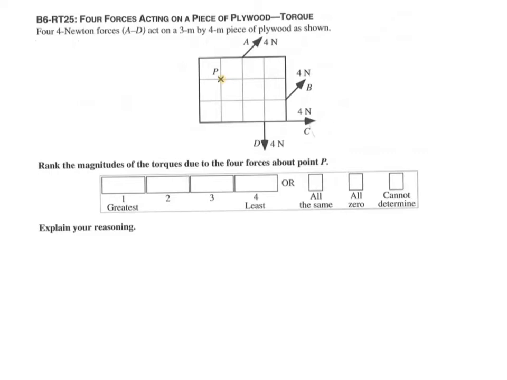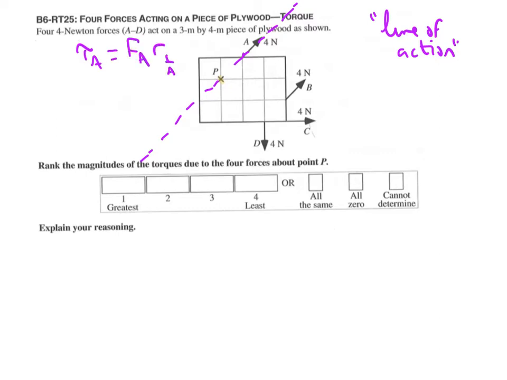So let's take A. We'll look for the torque due to A. And to do that, we'll want to do what's called the line of action, which is just the infinite line that contains the force vector. So it's this, that line. And the reason we do that is that we know that torque A will be force A times the perpendicular distance that A has between the line of action and the point of rotation.